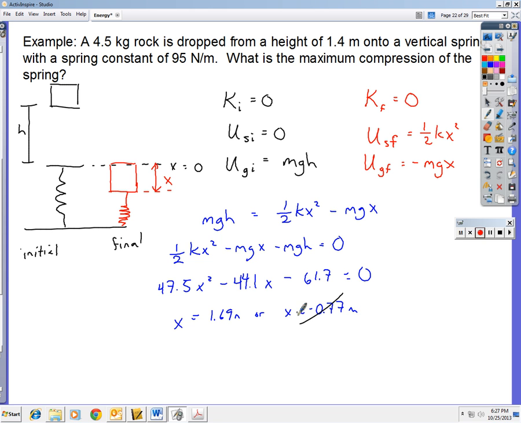We'll throw out the negative one and say that the block compresses the spring by 1.69 meters, which is pretty substantial. But notice 95 newtons per meter is not a very stiff spring, and 4.5 kilograms is about 10 pounds, so it's a pretty big rock. Now we move on.